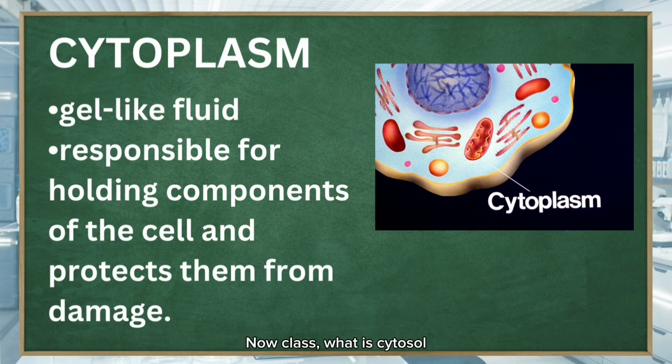Now, class, what is cytosol? It is the area of the cytoplasm that is not filled by an organelle. Now, class, what is an organelle again? Organelles are parts of the cell. And do you know that the cytosol consists of salt, organic molecules, filaments from the cytoskeleton, and 80% water. So usually, cytoplasm is colorless and a component of a typical animal cell.